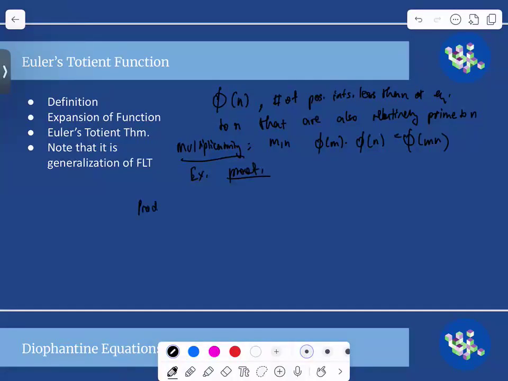And how we can actually express the phi function: if n is equal to p1 to the e1 times p2 to the e2 times so on, then phi of n, since it's the number of positive integers less than or equal to n that are relatively prime to n, is kind of like complementary counting that we can use here.